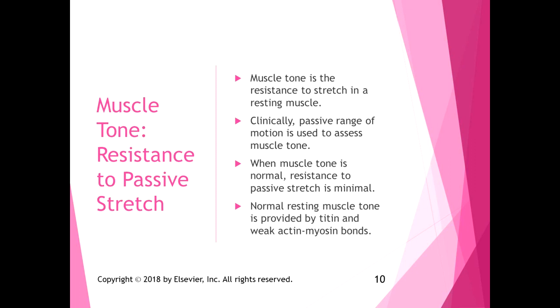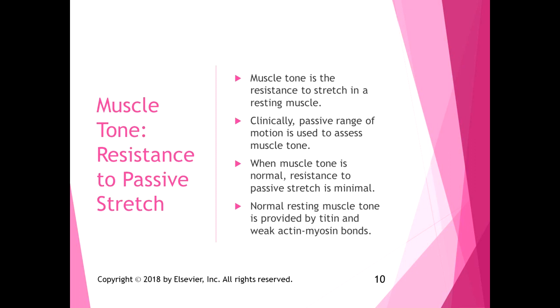Clinically, we use passive range of motion to assess muscle tone. So you've had a chance to do some passive range of motion and some muscle testing with your classmates in lab, and you know that someone who doesn't have an injury and has normal muscle tone, when you do passive range of motion, there isn't a lot of resistance. There's minimal resistance to passive stretch. So that's with normal muscle tone. You can move someone through their range of motion pretty easily, a passive range of motion.